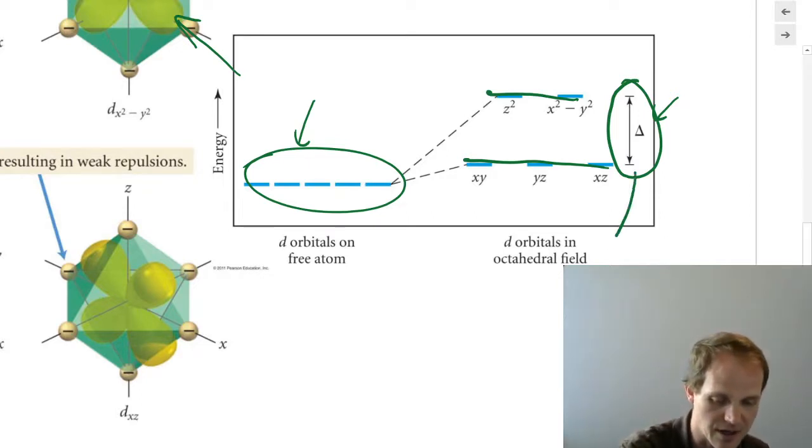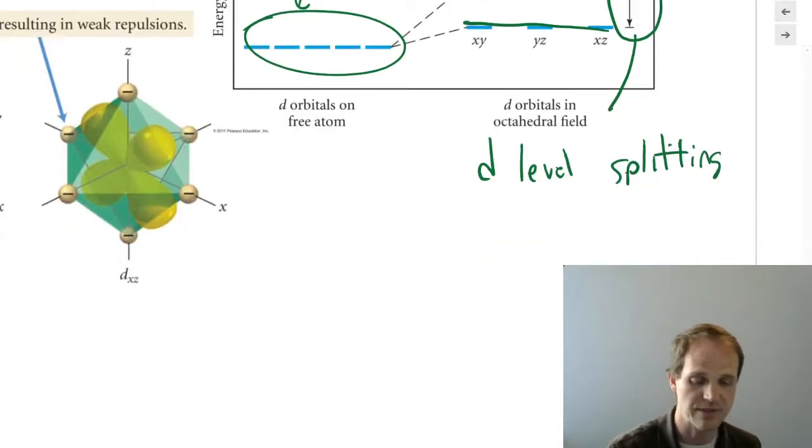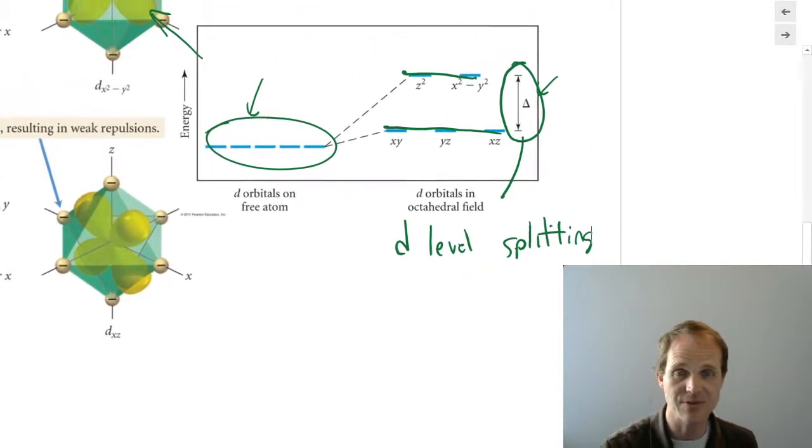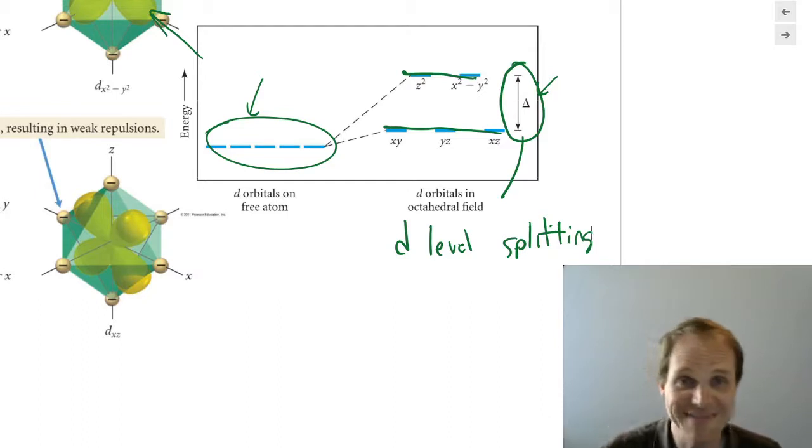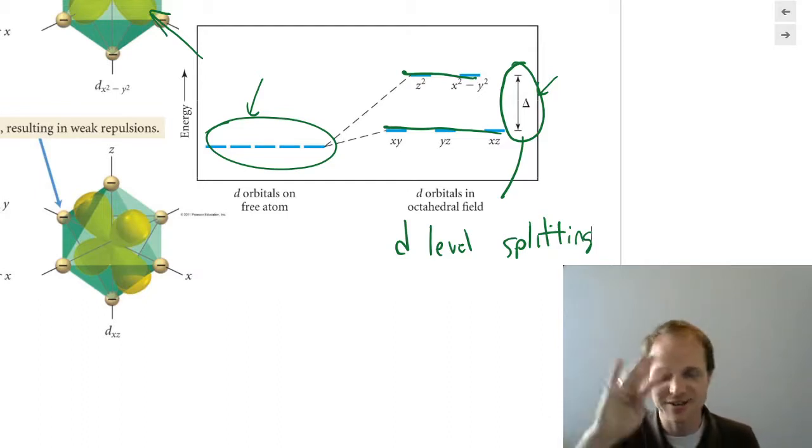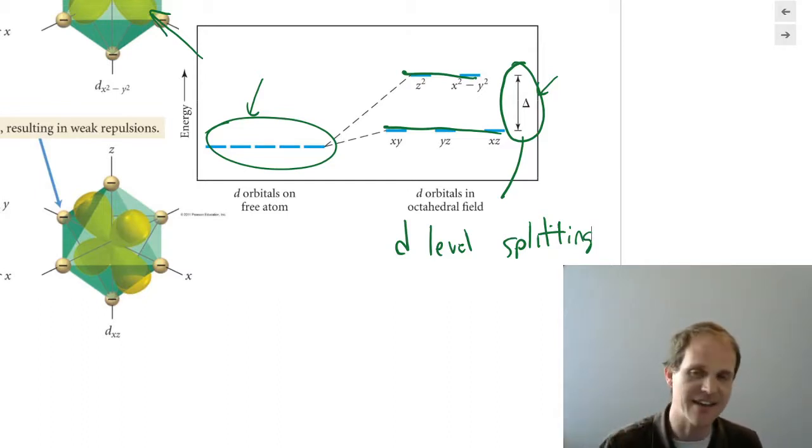And that is what we call the d-level splitting, or the d-orbital splitting, right? It's the energy difference between the ones that only raised a little bit and the energy of the ones that raised quite a lot. Why does this matter? Okay, so yes, fine. There's these things depending on how they interact, and so you get this splitting.